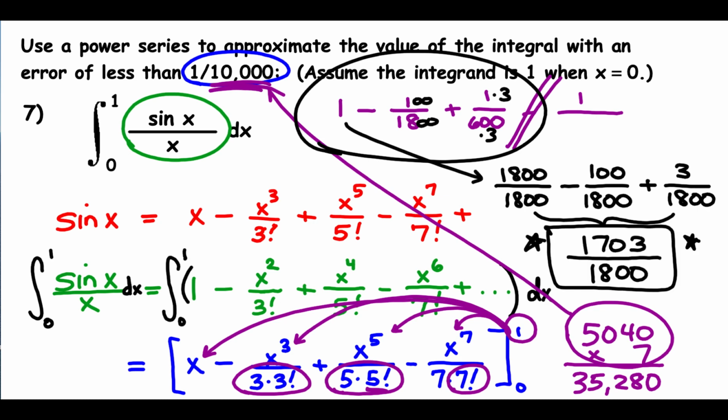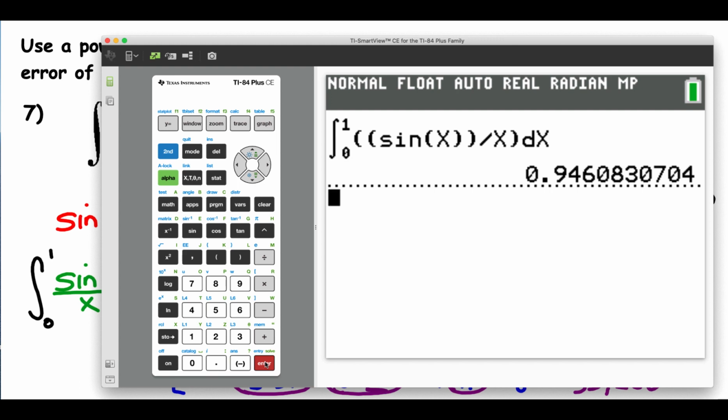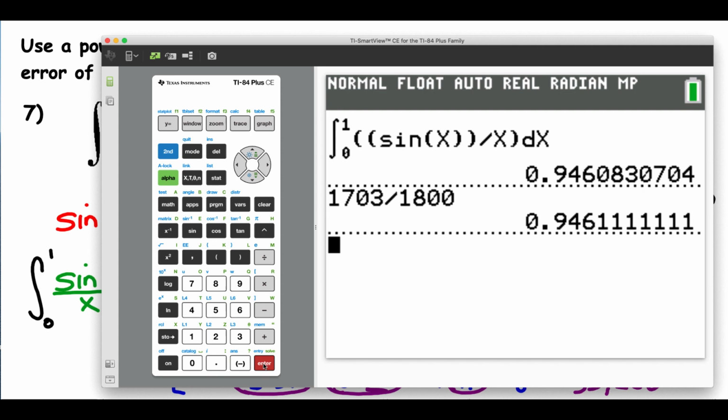Again, we can check it on the calculator. I think that's always a good move. Let's see how close we really were. All right, I've got the original typed in. I may have gone a little extra crazy with the parentheses, but better safe than sorry. All right, that comes out to 0.9461. And our answer that we got of 1703/1800ths, let's just make sure that it's believable. Oh, heck yeah. It's accurate to the first 4 places. Certainly within 1/10,000th. All right, fantastic.